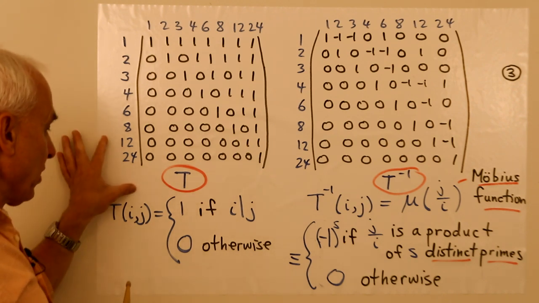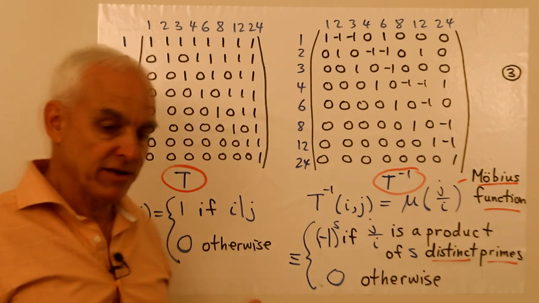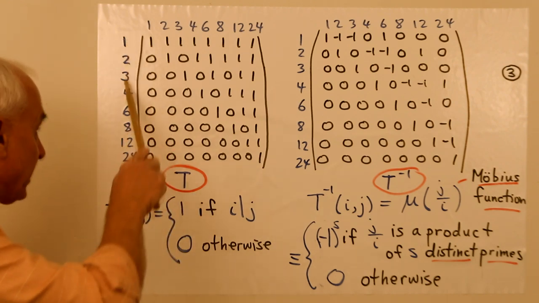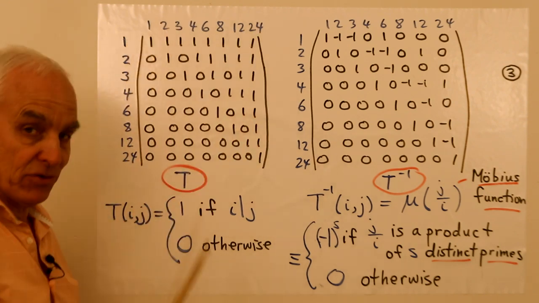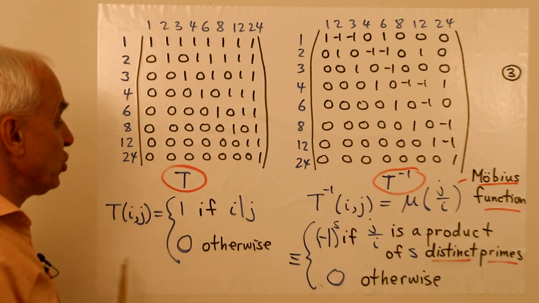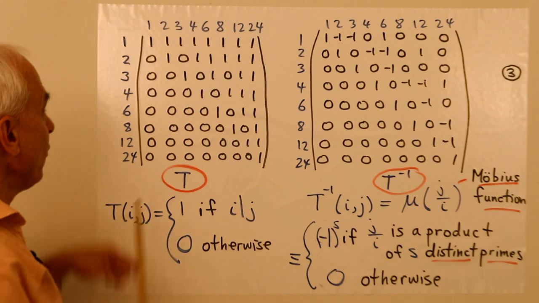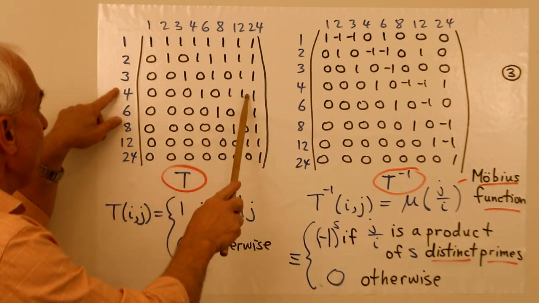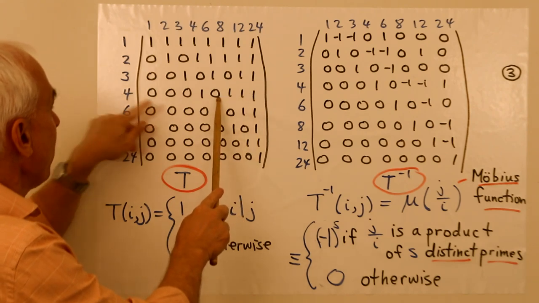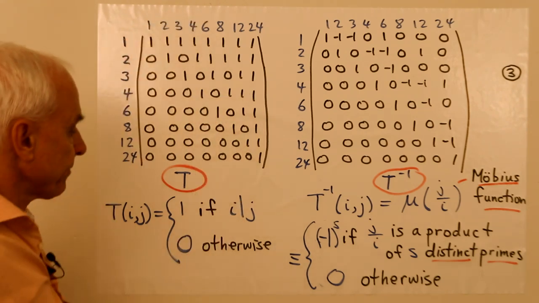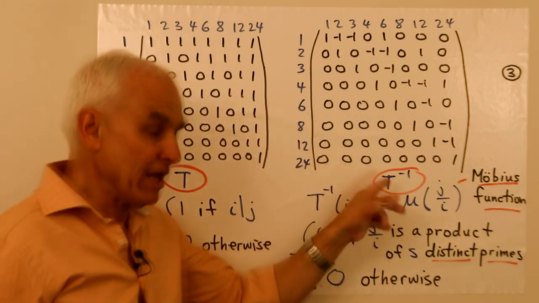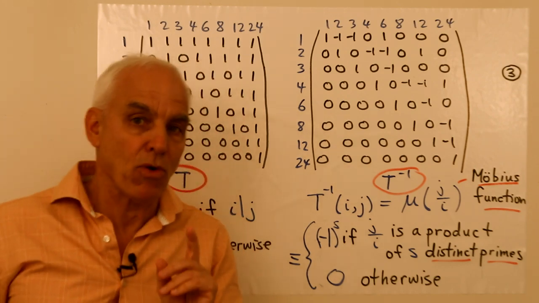So the formula for T is very direct. That's just the formula for the divisibility condition. And if we're indexing things by the actual factors or divisors of 24, then T_ij is 1 if i divides j and 0 otherwise. So for example, this 1 here is a 1 because 4 divides 12. This is a 0 because 4 does not divide 6. So the formula for this one is quite simple. The formula for the inverse matrix, however, is quite a lot more subtle.